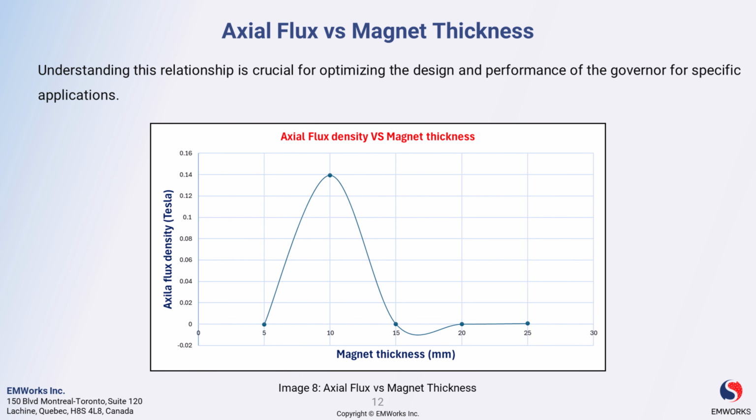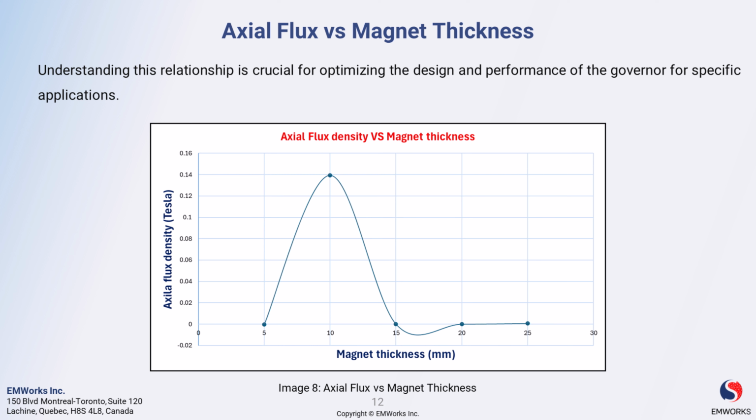Moving ahead, the next image on this slide shows a graph illustrating the relationship between the axial flux density and the thickness of the permanent magnets used in the disk permanent magnet governor. The x-axis represents the magnet thickness, while the y-axis represents axial flux density. Now, the thickness of the permanent magnet plays a significant role in determining the axial flux density and the overall performance of the governor as well.